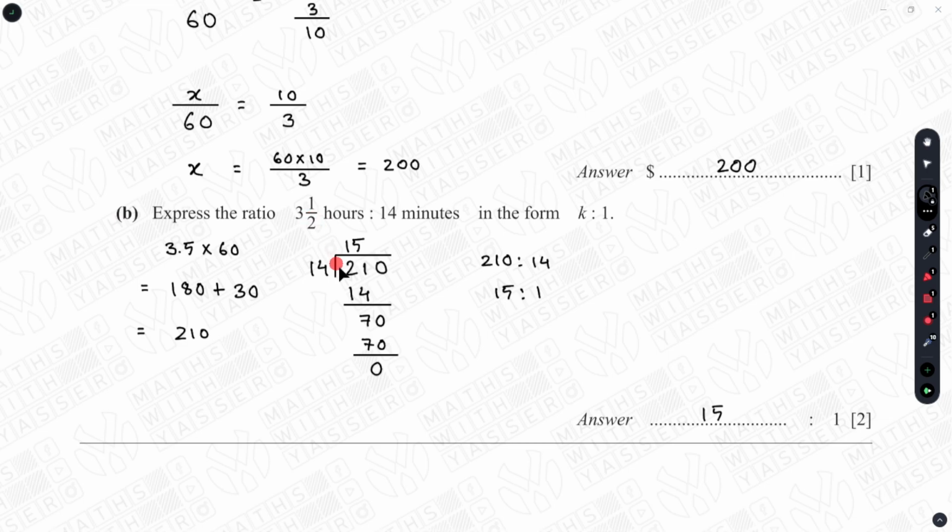So 3.5 hours is 210. So 210 divided by 14 will give us 15. That means 210 is to 14. When I divide both sides by 14, I will get 15 is to 1. So this will be my final answer.